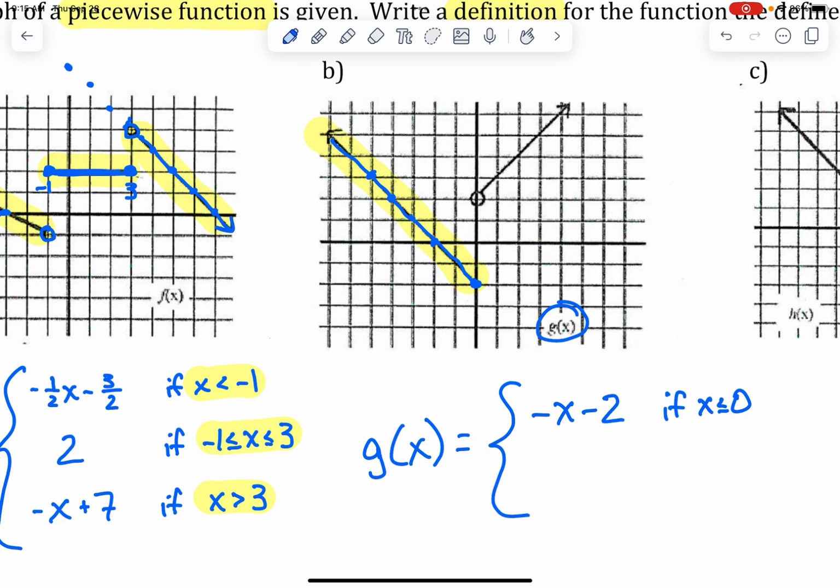And then it jumps, and now you have a function here that has the same slope, but positive. +1 is your slope, right? It goes up by 1s, so positive x.